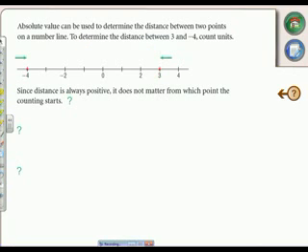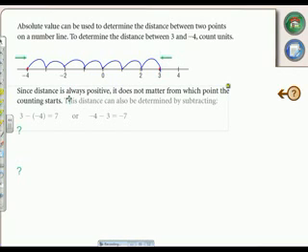Now an application of where we would use absolute value is the distance between 2 points. Determine the distance between 3 and negative 4 by counting the units. Okay, well, it's 1, 2, 3, 4, 7 units. Since the distance is always positive, it does not matter from which point we start counting.